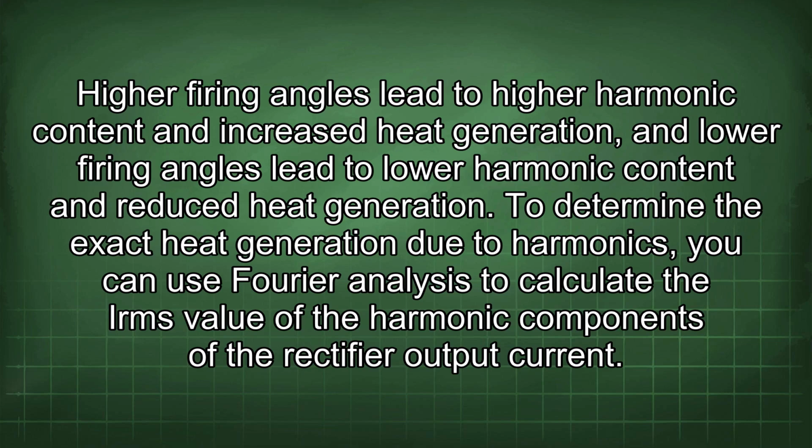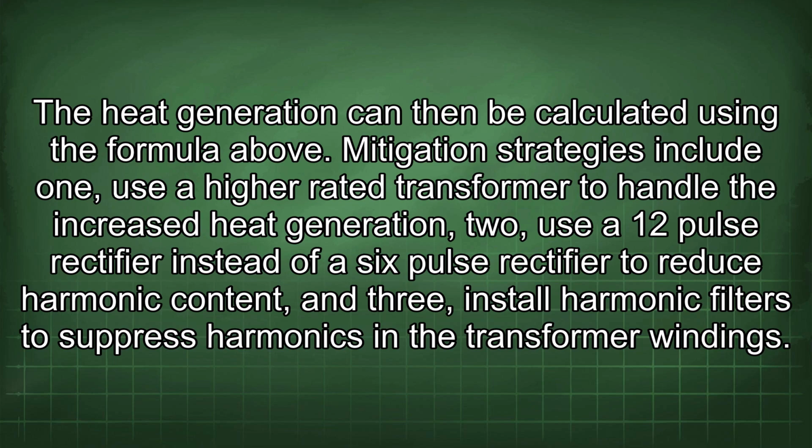To determine the exact heat generation due to harmonics, you can use Fourier analysis to calculate the I_rms value of the harmonic components of the rectifier output current. The heat generation can then be calculated using the formula above. Mitigation strategies include: 1. Use a higher-rated transformer to handle the increased heat generation. 2. Use a 12-pulse rectifier instead of a 6-pulse rectifier to reduce harmonic content. And 3. Install harmonic filters to suppress harmonics in the transformer windings.